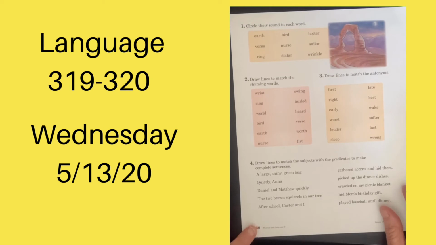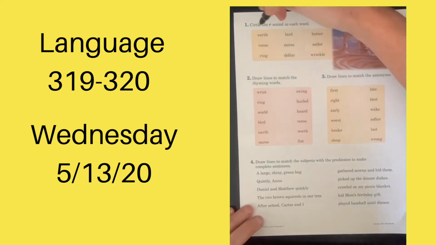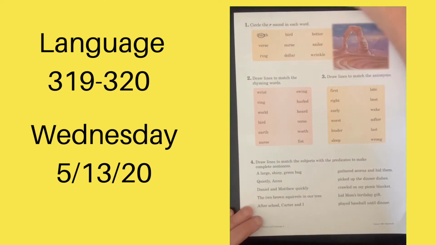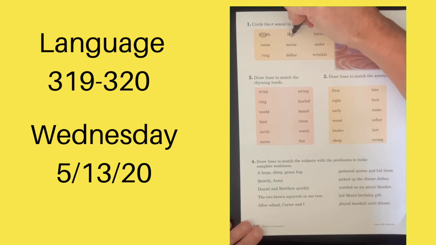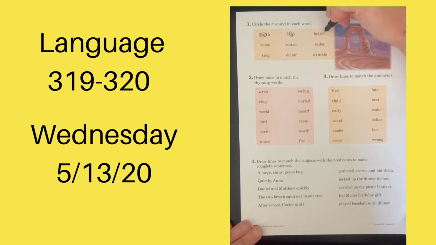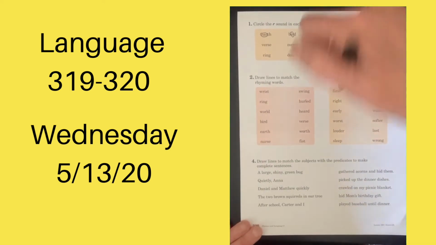Okay, here we are on the back side. And here it says circle the R sound in each word. So earth, and earth. Bird, and bird. Hotter, and hotter. So go through and circle the special sounds that make the R sound. You guys are good at the special sounds. You're going to have no trouble finishing that up.